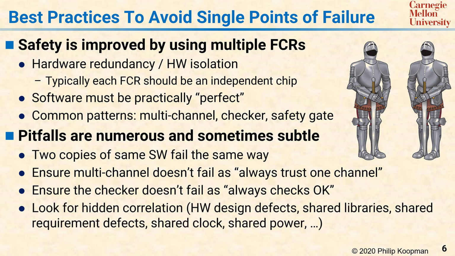Often, the most difficult part of getting safety-critical designs right is looking for hidden causes of correlated failures. This could include hardware design defects on multiple chips, shared software libraries, defects in requirements used to design hopefully diverse components, a shared faulty time source, a shared faulty power supply, and the list goes on.